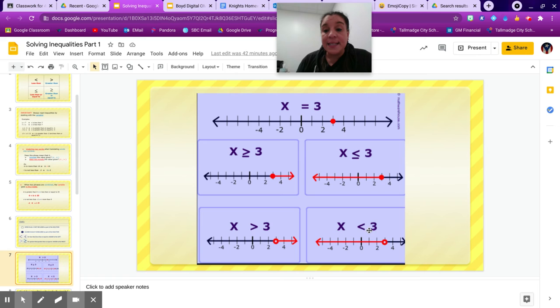If X is less than 3, again, we're going to put an open circle at 3. We're going to shade everything to the left because those are solutions because they are less than 3.